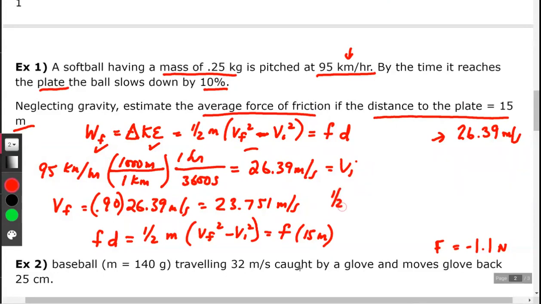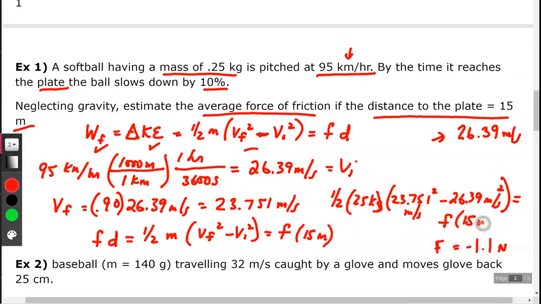1/2 m is 0.25 kg, times vf squared, so that is 23.751 squared, that's meters per second, minus the initial, which is 26.39 meters per second, and that's squared as well. That all equals the friction, which we want to find, times 15 meters.